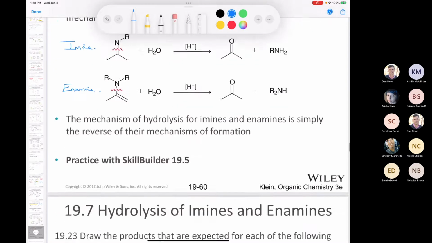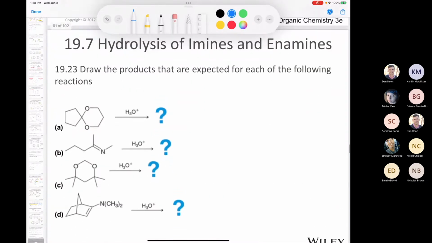All right, there we go. And I think one of the most challenging things about the hydrolysis of acetals is not necessarily the mechanism for students, it's usually drawing the products and recognizing the products.